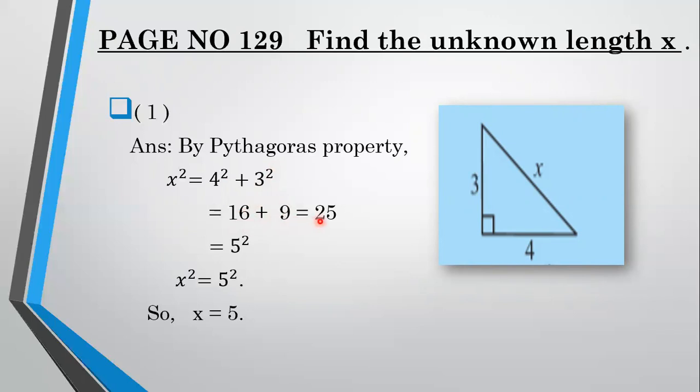And on factorizing 25 into prime factors, we will get 25 is equal to 5 into 5. Right? 25 is the square of 5. Instead of 25, we can write it as 5 square. So x square is equal to 5 square. Therefore, x is equal to 5. So here, the length of x is 5.